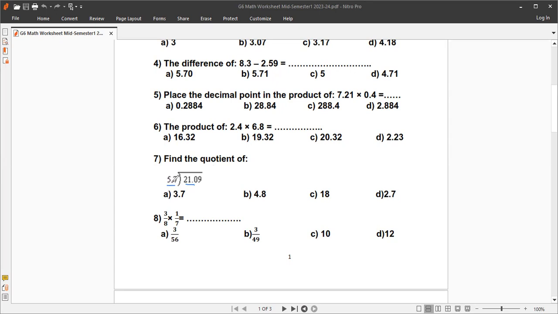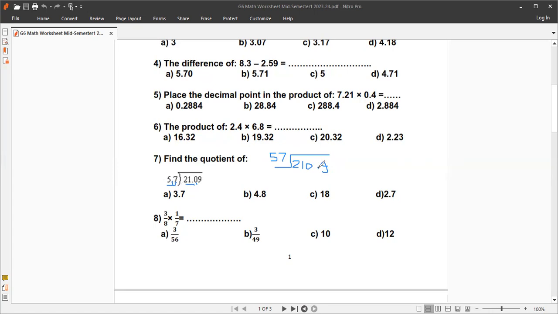How do I move the point to the right? By multiplying by a power of 10. So guys, this 5.7, if I multiply it by 10, the dot will move to the right 1 step or 1 place. This becomes 57 because the divisor should not be a decimal number. Now because we move the point to the right 1 step, I need to move it here 1 step. So the dividend becomes 210.9.